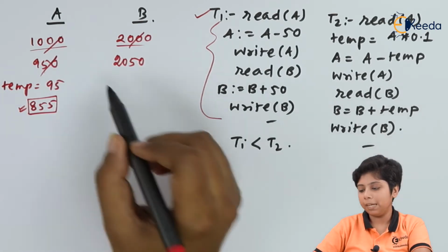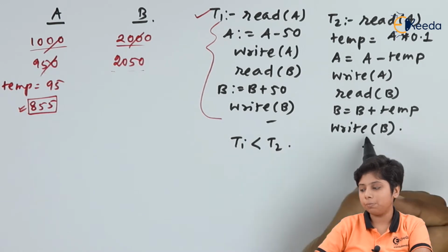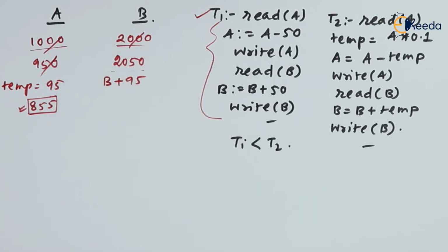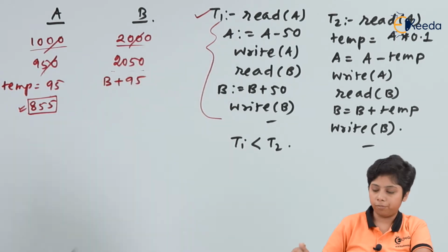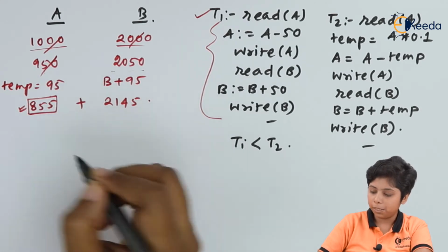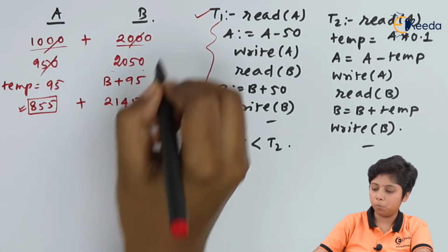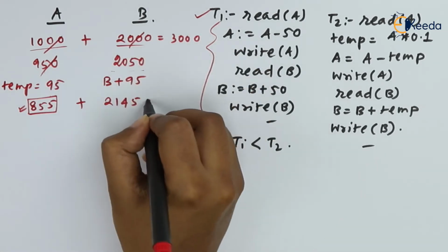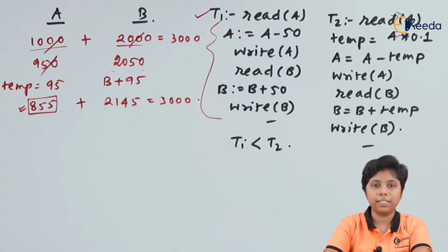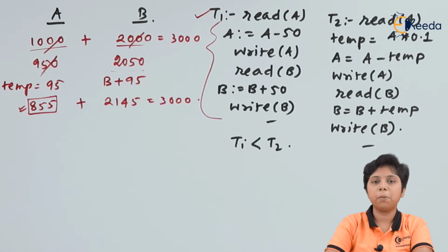What is B? We are reading B as 2050, adding B plus temp, that means 95 will be added to it. So now it will be 2145. So now if we add A plus B, the result will be 3000. That means the data is consistent in this way. So we can consider this schedule as a consistent schedule because the ordering of T1 and T2 we are producing is having a consistent result.